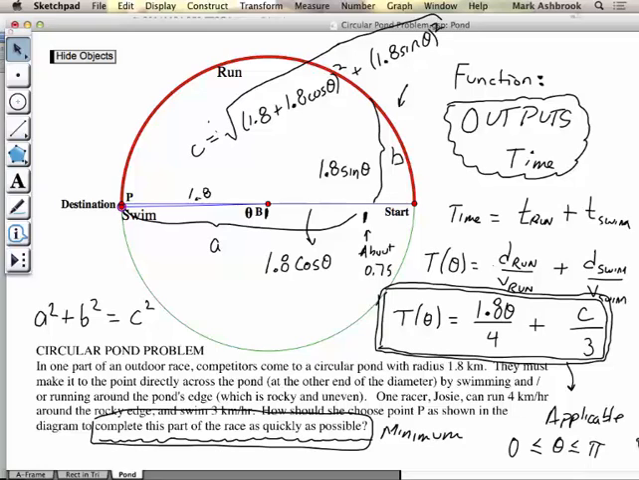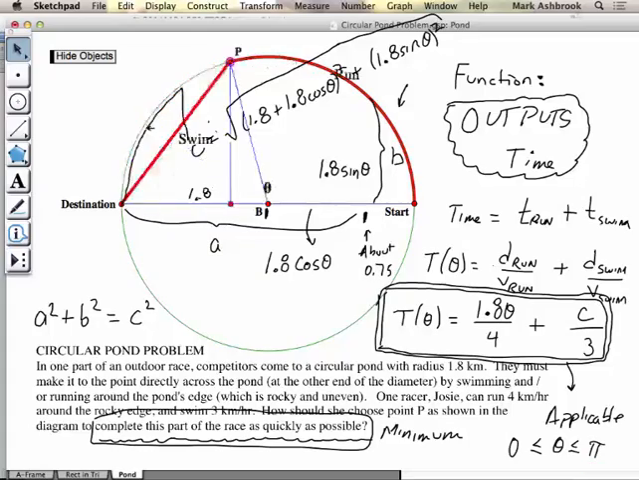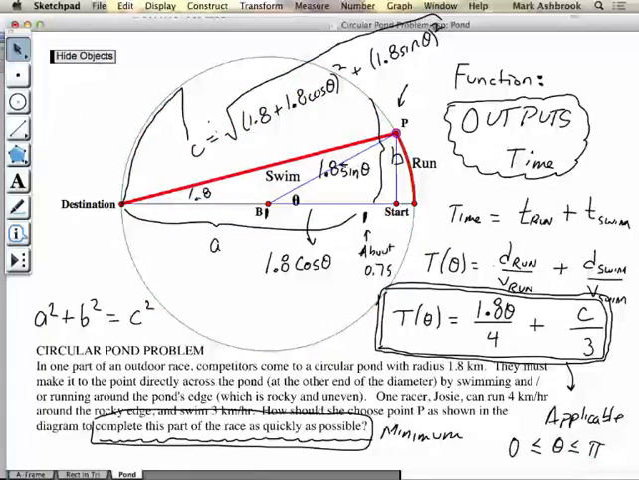We're looking for the value of theta that minimizes the time. What are the possible candidates for the value of theta that would minimize her time? Okay, the endpoints, right? So we learned from last time, you got to check your endpoints. So we're going to find the time when theta is 0, meaning all swimming, and the time when theta is pi, meaning all running across the top of the circle. Any other candidates for the minimum time?